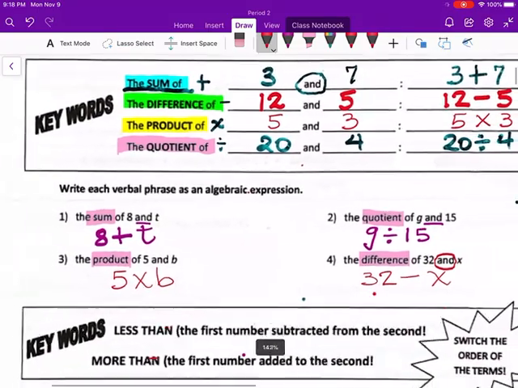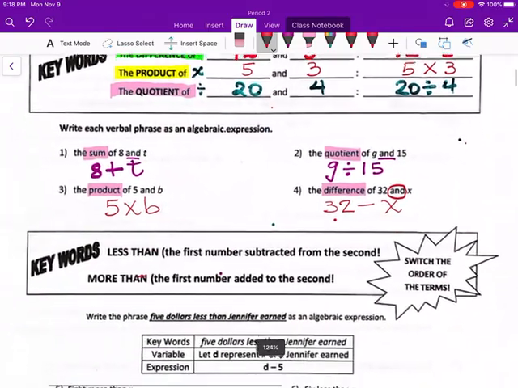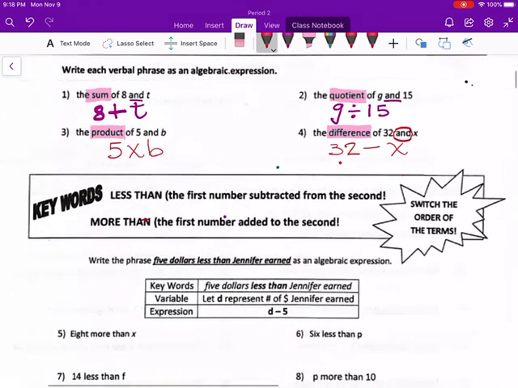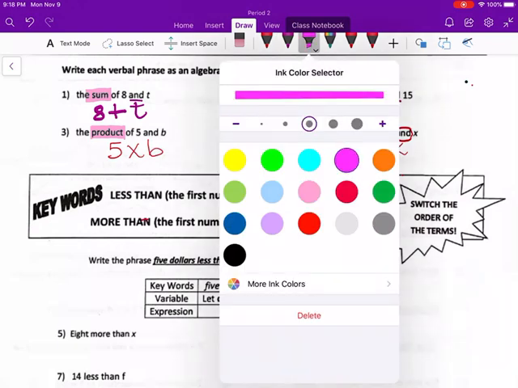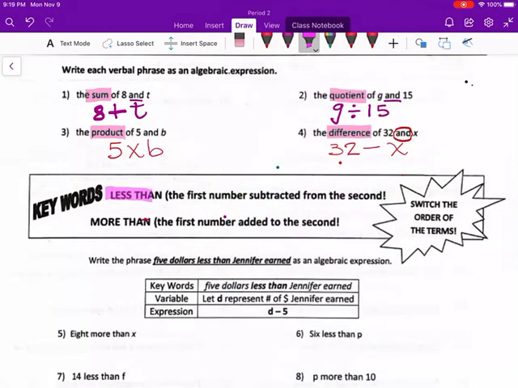All right. We also have two more keywords that are very, very important, because here you're going to have to switch the order. Very important that you remember this phrase right here, which I'm going to highlight: less than or more than. So these two keywords, less than is minus and more than is plus. But you're going to have to write backwards.